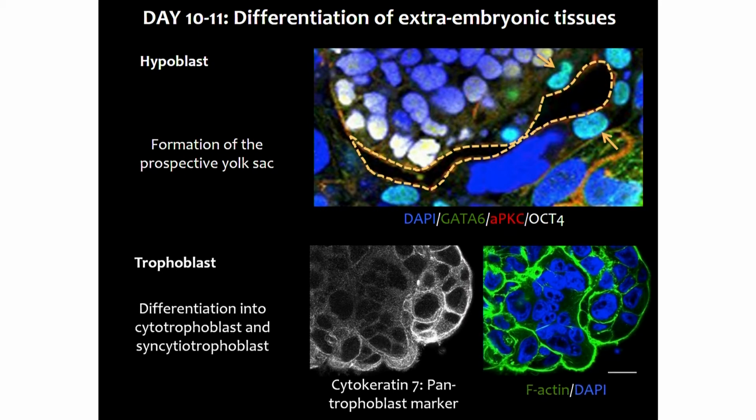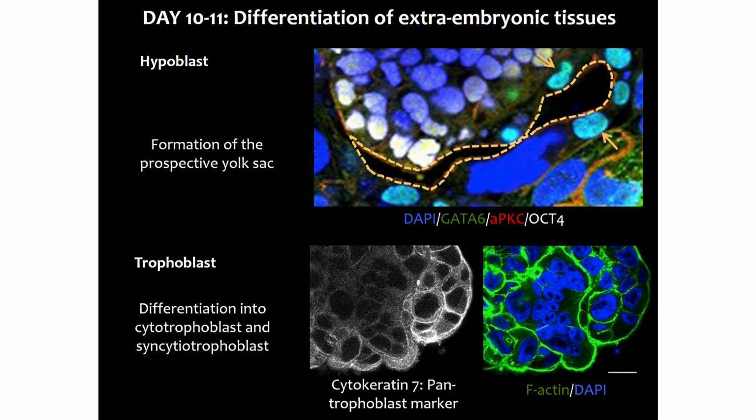And finally, we observe differentiation of the trophoblast into the two main cell types, cytotrophoblast and syncytiotrophoblast. The cytotrophoblast are these uninucleated cells. This is the stem cell population of the trophoblast. And the syncytiotrophoblast are these multinucleated cells that we see at the periphery of the embryo.